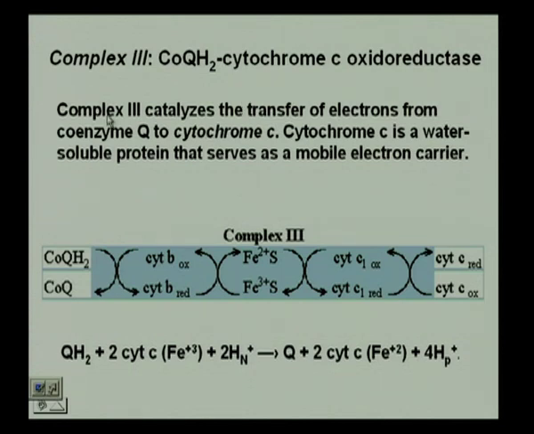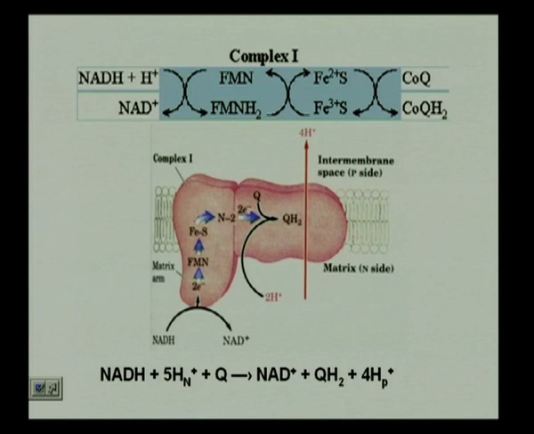Now, here we have complex 3 that catalyzes the transfer of electrons from coenzyme Q to cytochrome C. If you remember, in the first complex, Q formed QH2. I have the reactions all together later on. Coenzyme Q formed CoQH2. Now, what has to happen? The QH2 has to get back to Q. Otherwise, you cannot have another NADH go to NAD plus, as simple as that.